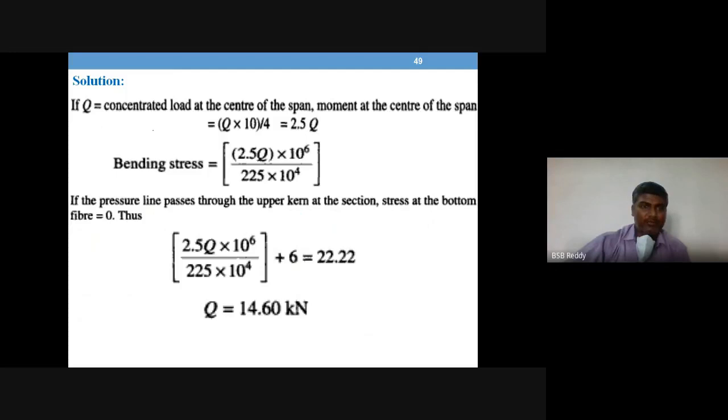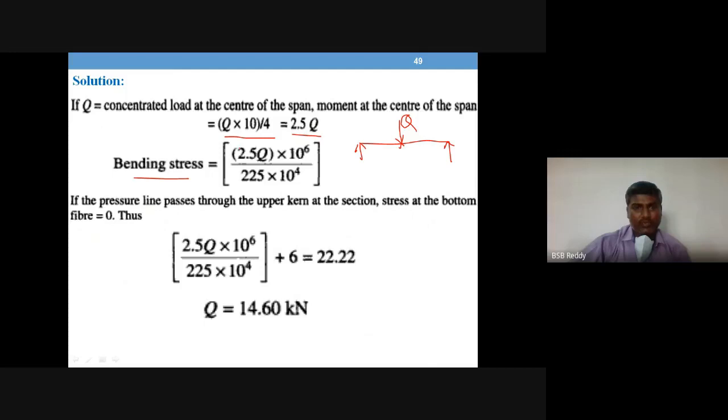Now, if Q is the concentrated load at center, what is the stress from live load? This is like live load, right? So point load is live load now. So WL by 4 is the bending moment at center for a point load. You have a point load at center. What is the maximum bending moment? WL by 4. W is Q, which is unknown value. You have to find Q value. What is the Q value?